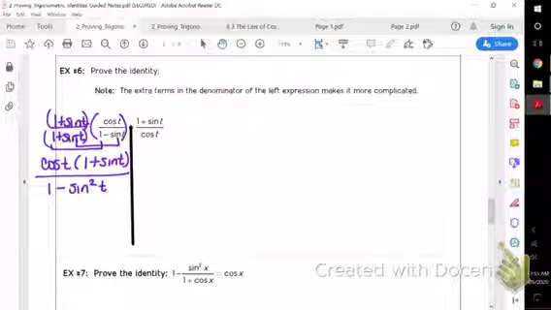Now, let's see. The top, we still got that 1 plus sine of t there. We're not going to touch it. It's what I need in my answer. So I need to do something to the bottom. I have a 1 minus sine squared of t. How can I take that to a cosine?